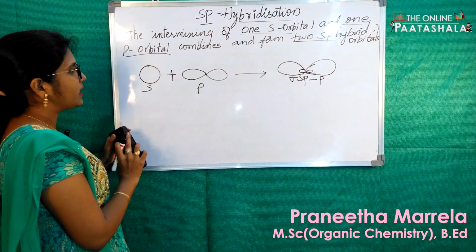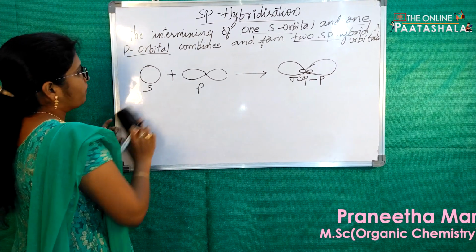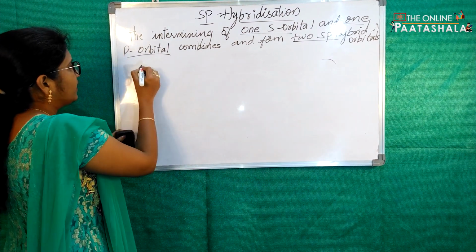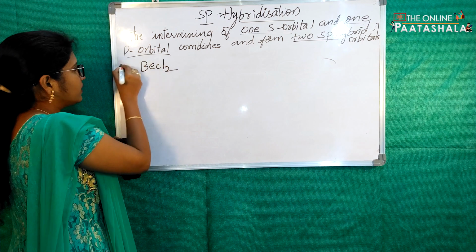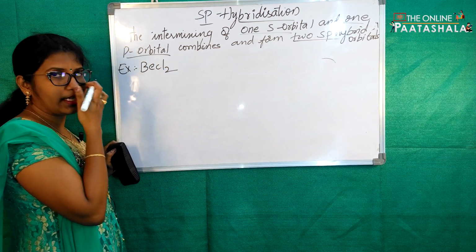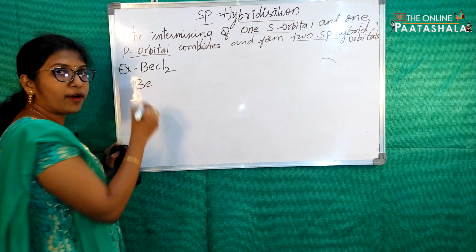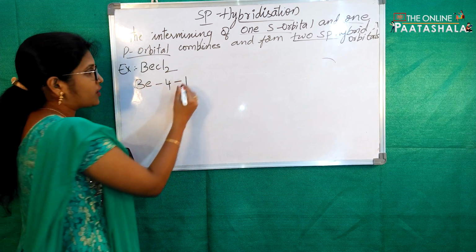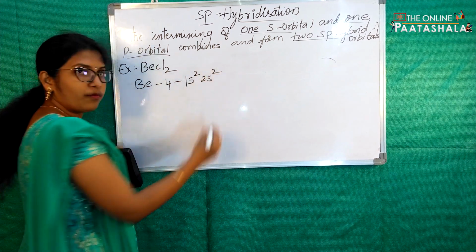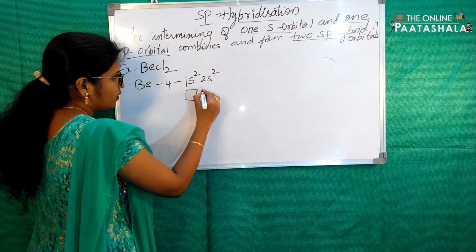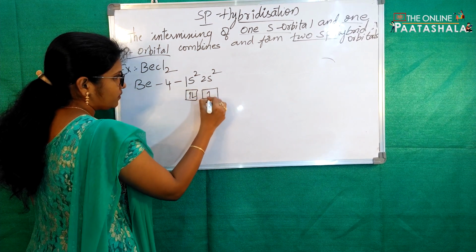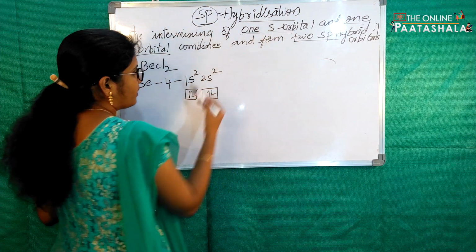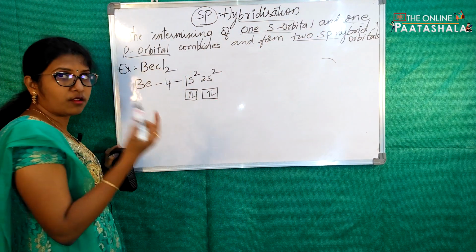Now we will see by taking an example. The best example for explaining sp hybridization is BeCl2. Now, beryllium. What is the atomic number of beryllium? 4. What is the electronic configuration? 1s2, 2s2. We will write it in the form of orbitals, here 2 electrons. We are talking about sp hybridization, that means one s orbital should be present and one p orbital also should be present.